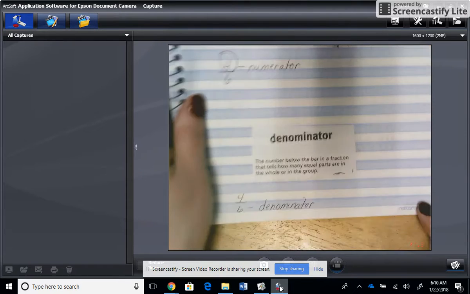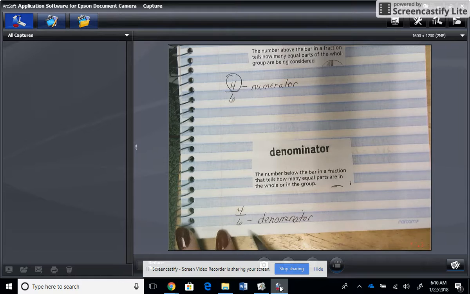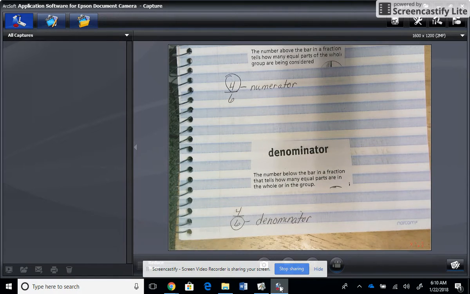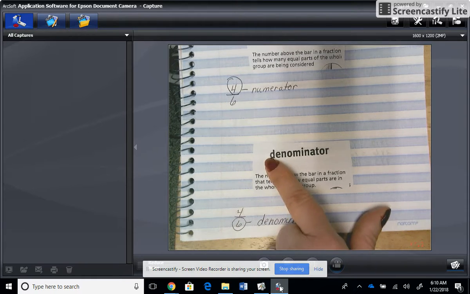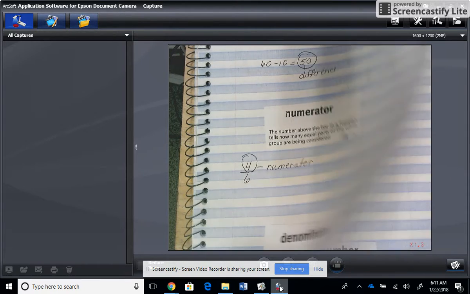Denominator is the bottom number of the fraction. It goes below the bar. It tells you how many whole numbers you had. I always think of denominator as down, the number that's down, to help me between numerator and denominator.